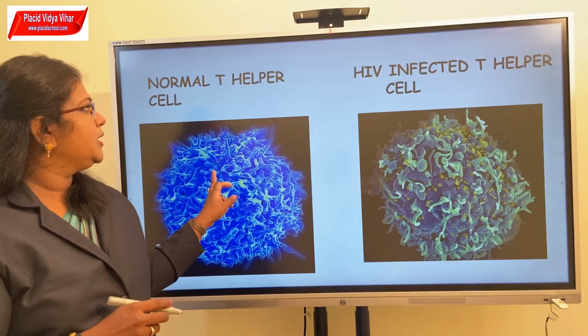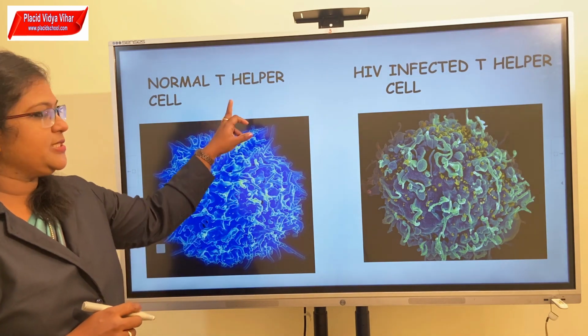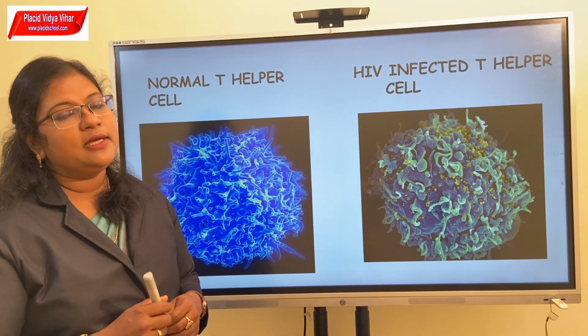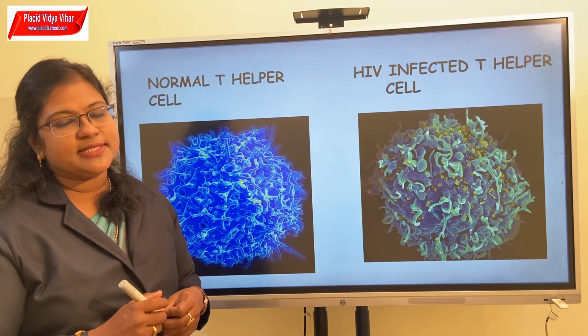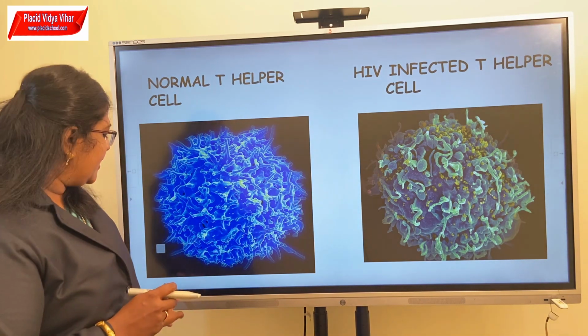people around them. You can see a magnified image of a T helper cell which is normal, and you can see an HIV infected T helper cell. You can see the infection has changed the cell to such a great extent. The yellow molecules are actually showing the virus.